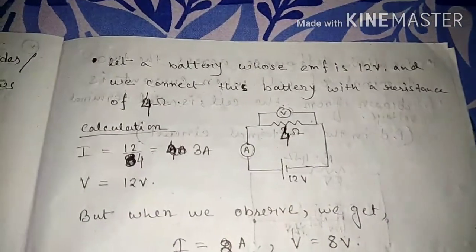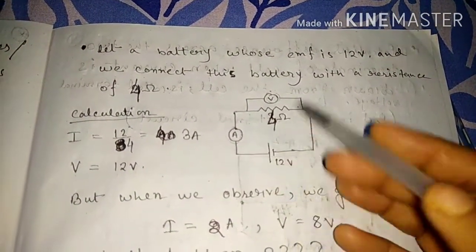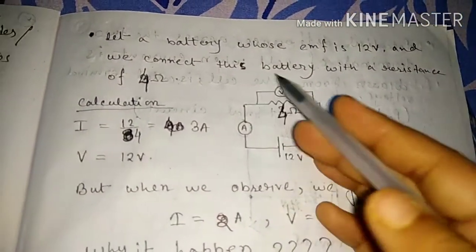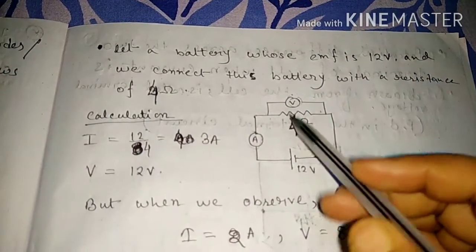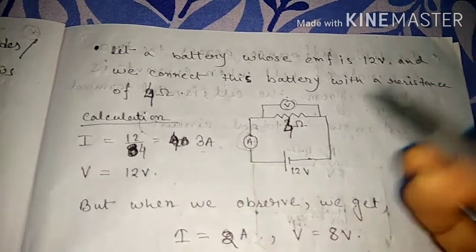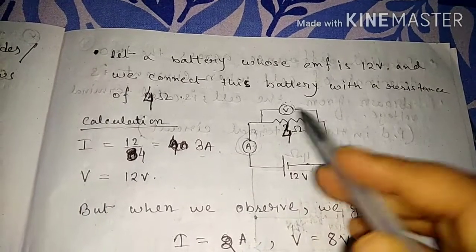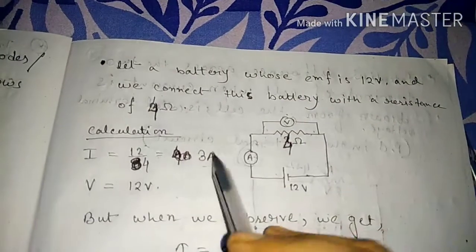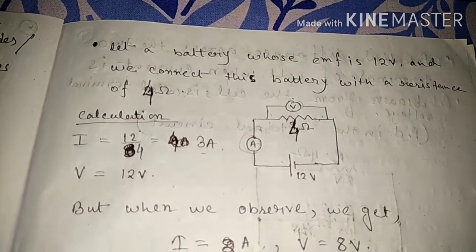And we connect a voltmeter and an ammeter to measure the potential difference across this resistance. If we theoretically apply Ohm's law, what will be the current through the ammeter? 12 by 4, that is 3 ampere. The voltmeter is across only one resistance, so it reads 12 volt, 3 into 4, 12 volt. Potential across the resistance is also 12 volt.